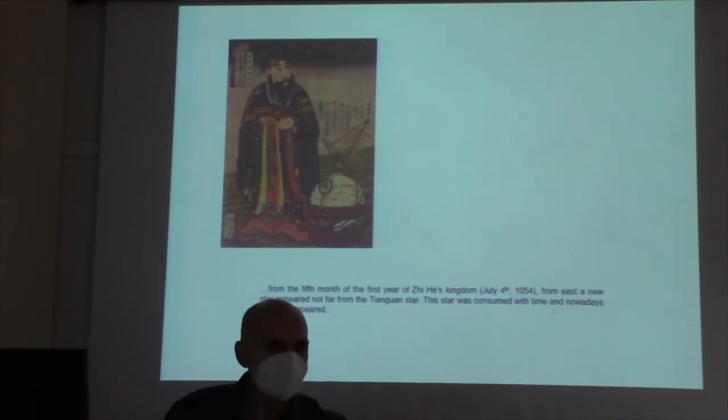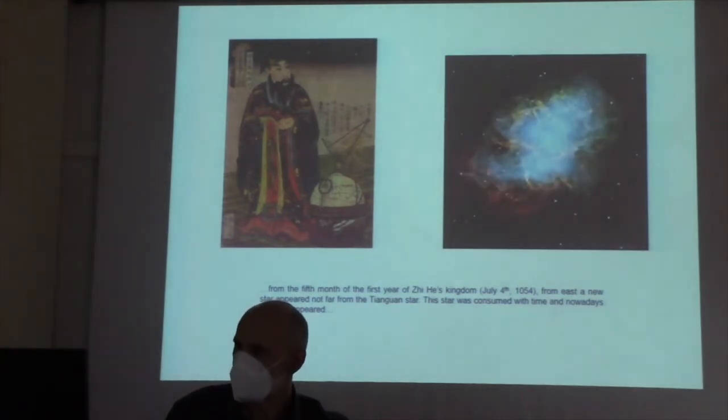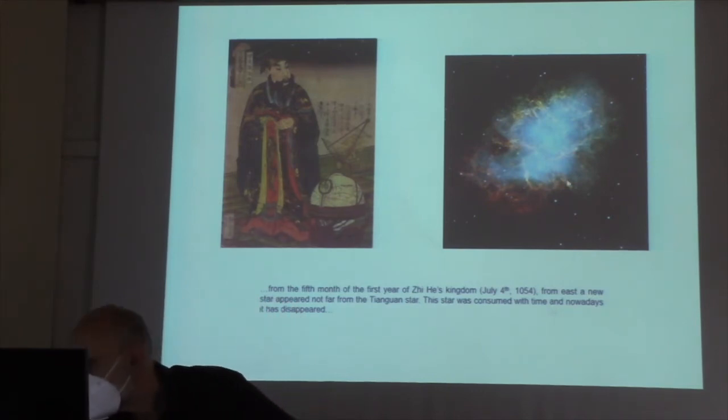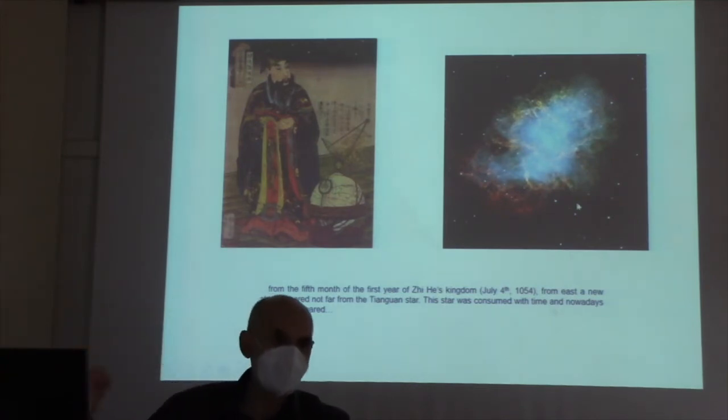Now, I'm not sure this is really true, because I will prove it. Kuhn at times was rather naive with the history of science. But nonetheless, it is impressive that this star was never noted. By the way, this is the remnant of the explosion. This is the Crab Nebula. And the star is still visible somewhere, what remains of the star.